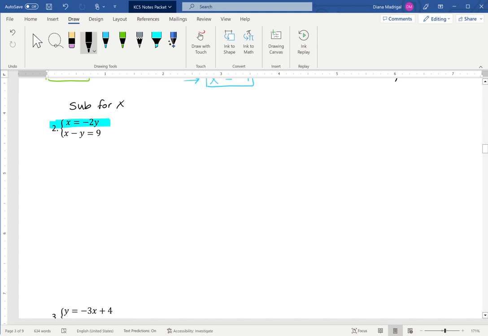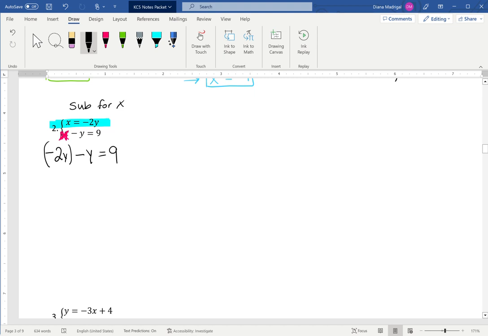I'm going to use the other equation that didn't highlight. Remember, you use the second one, the one that you don't highlight, which is this one right here. I'm going to use it. Okay? Every time I see an x, which is right here, x, I'm going to plug in what they gave me. They gave me that x equals negative 2y minus y equals 9.